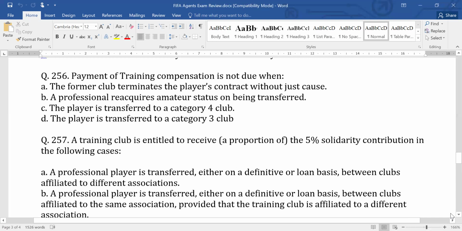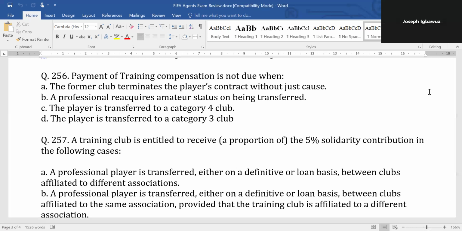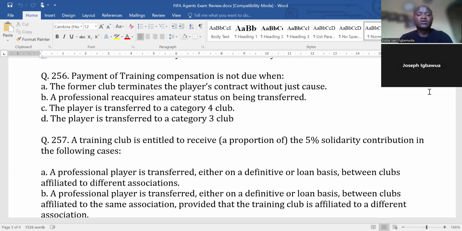256. Payment of training compensation is not due when the former club terminates the player's contract without just cause. Now, let me explain this, sir. For example, a player is contracted to a club, and the club failed to pay the player his wages, treated the player unfairly, and they were hoping that, okay, you can go and join any club you like, we don't want you again.